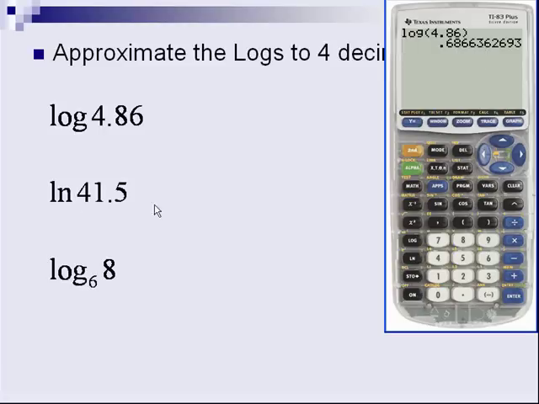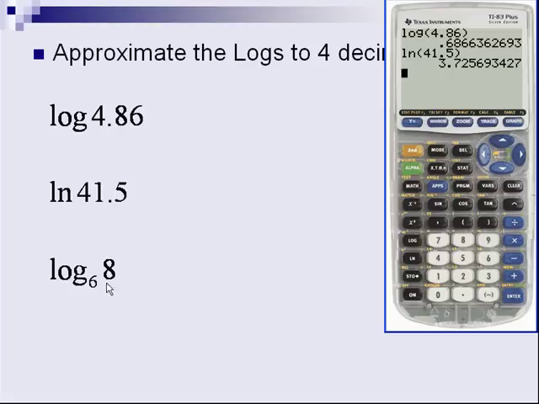Same thing if I want to do natural log. So natural log here, just type ln, it's right below log, and then 41.5. I'll put that in, hit enter, and there's the natural log of 41.5, 3.7257 if I round that 6 up to a 7.